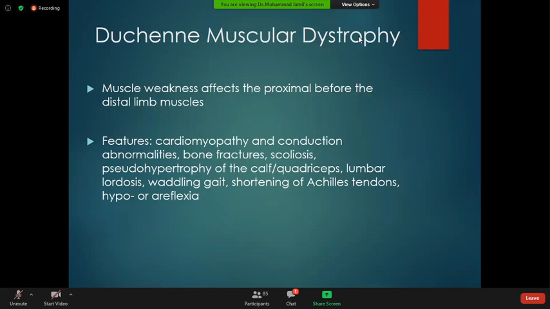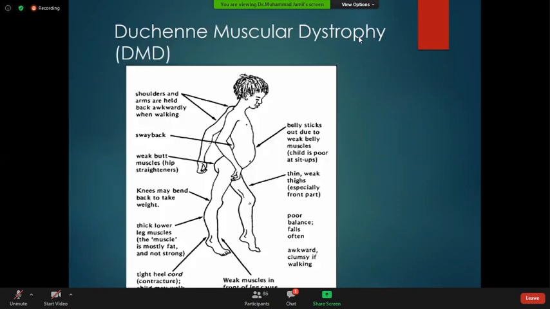Okay. The associated features are cardiomyopathy. It results in cardiomyopathy and conduction abnormalities, bone fractures, scoliosis, pseudohypertrophy of the calf and quadriceps muscles, lumbar lordosis, waddling gait, shortening of the Achilles tendon, hypo or areflexia. Okay, you can appreciate all these things in the picture.